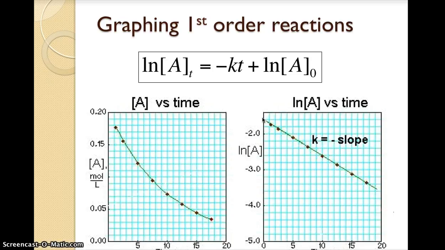So why this can be helpful is if we have some concentration versus time data, if we want to determine is this a first order reaction, you can plot the natural log of A and see if that is a linear relationship. And if it is, we can actually calculate k by looking at the slope of the line, but it would be negative since this is decreasing.